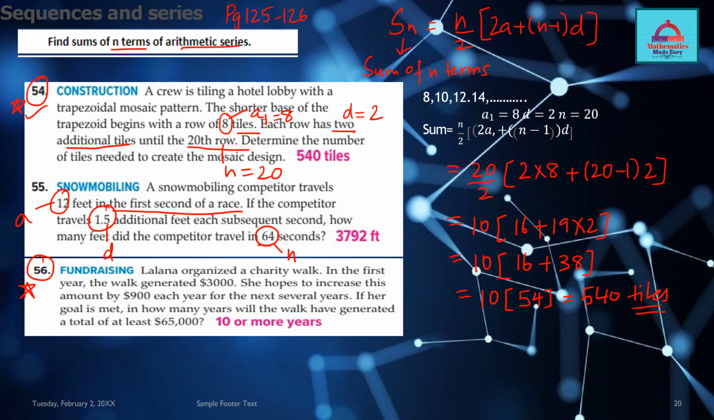Lana organized a charity walk. In the first year, the walk generated this amount. So that means this is the value of A. She next hopes to increase the amount by this much each year. So this is D, $900 for the next several years. If her goal is met, in how many years will the walk have generated a total of at least this much? Now this is the sum. Sum is already given. What is not given? N. So N you have to find. So we will use the same formula, but we will use the formula to find the value of N. So let's do it in the next slide.